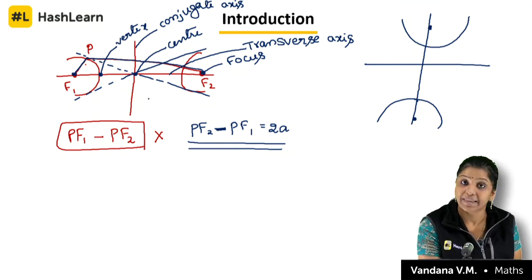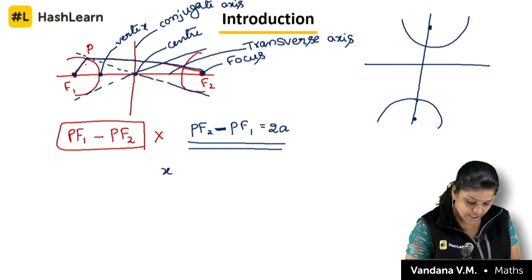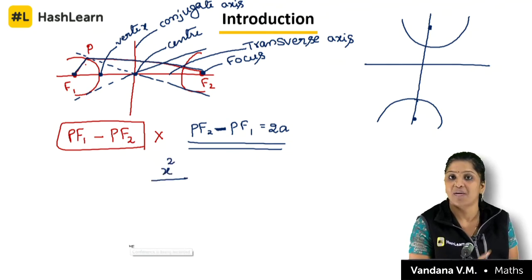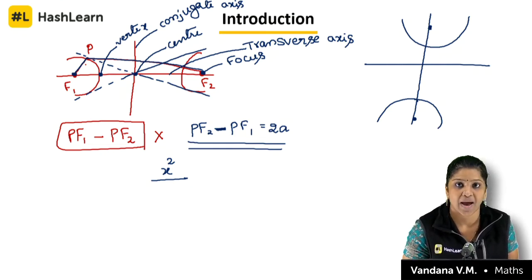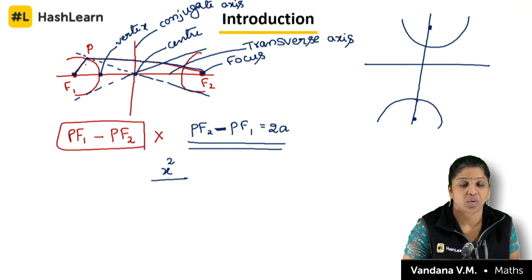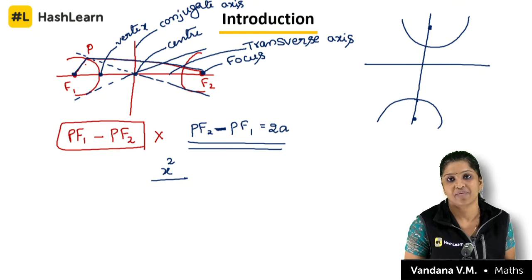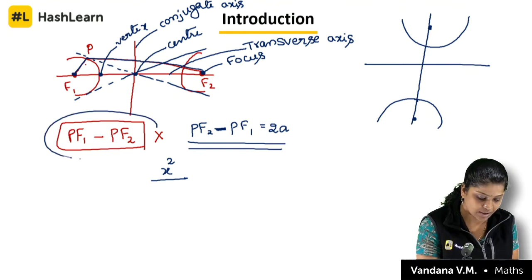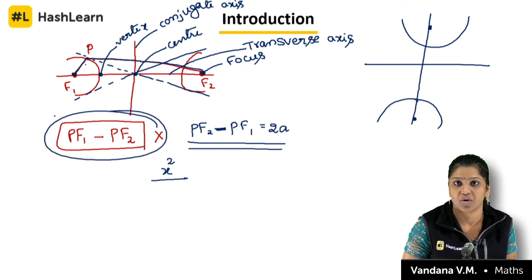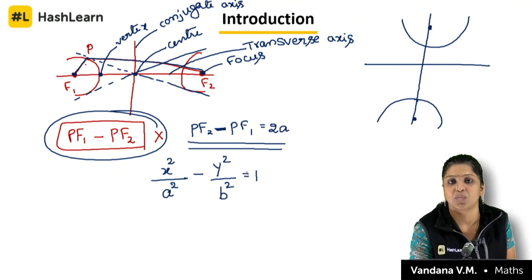Okay, so how will I write the equation? That is very important, children. Along with the x-axis, I am having the transverse axis. I told you already, the transverse axis is the longest axis. So you have to write that one first, because if you write the conjugate axis first, you will get the minus symbol, which you should not. So x square by a square minus y square by b square is equal to 1.